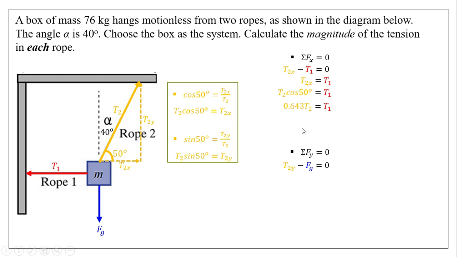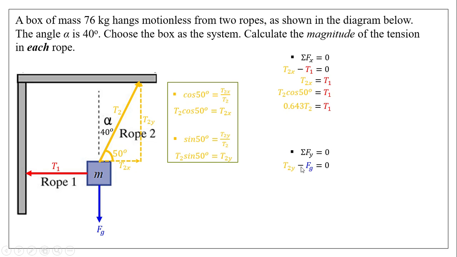All right. Let's go ahead and set up information in the y direction. In the y direction, I have T2y pointing upward, and then I have F_g pointing downward. Those are the only two vector components that I see for this particular problem. So T2y points up, F_g points down. Therefore, I'm going to write the positive ones first. T2y is positive. I want to subtract F_g from that.